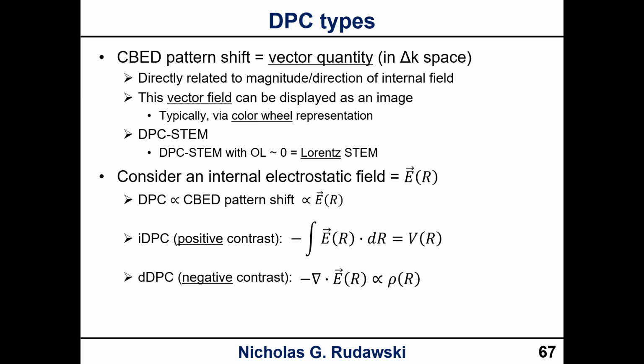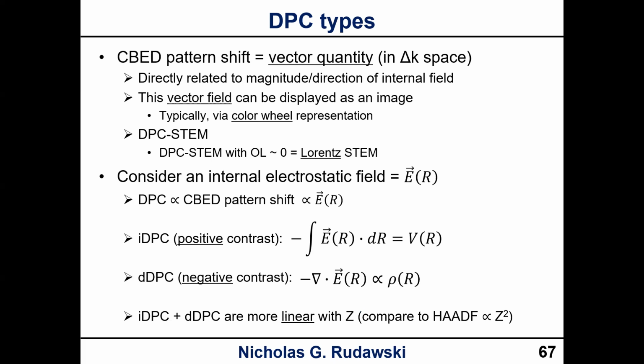If we differentiate or take the divergence of the electric field, we end up with something that is proportional to the charge density. This is what we call DDPC, or charge density DPC, which is going to give us negative contrast: atoms are going to look dark against a light background. The advantage of IDPC and DDPC is that these are more linear with Z compared to HAADF, which is more Z squared. The implication is it's going to make it easier to see low Z elements in the presence of high Z elements.